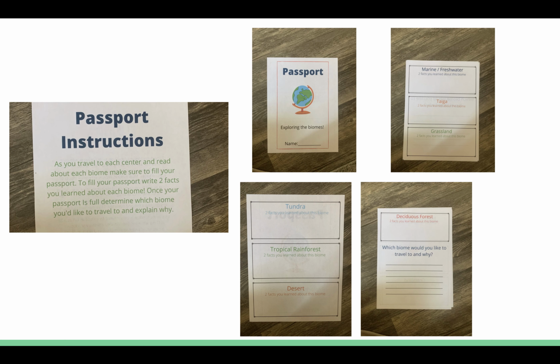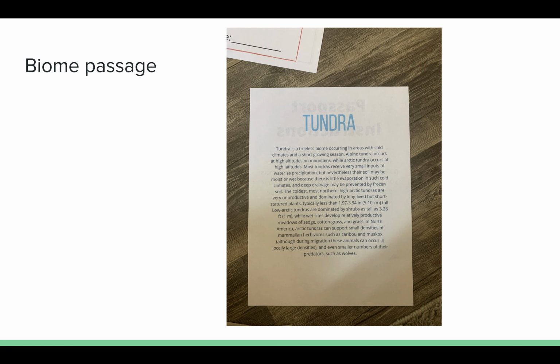And then we have, this is what the passport looks like. So it's organized by biome so that they can just put their facts right in there. And then it has that last question, which biome would you like to travel to and why? This is what the passages look like. I just put pictures of the tundra one. It's just a brief passage that has some good facts and information about the biomes.